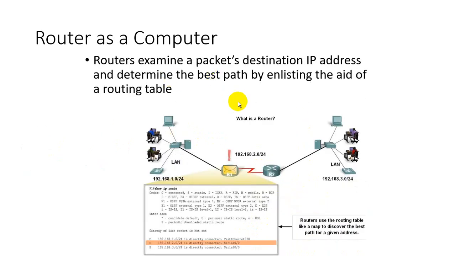Routers examine a packet's destination IP address and determine the best path by enlisting the aid of the routing table. So how the router examines the packets and forwards them to the destination IP address is through a routing table. If we run the command show ip route, then we can see what routing table the router has. We can see here the networks 1.0, 2.0, and 3.0. Actually, here all the networks are directly connected, so all the networks here are shown as directly connected networks. Routers use the routing table like a map to discover the best path for a given address. So the router uses database information from different networks, and collects it, updates it, and maintains it in the routing table.